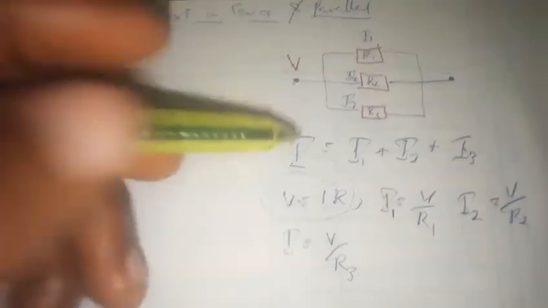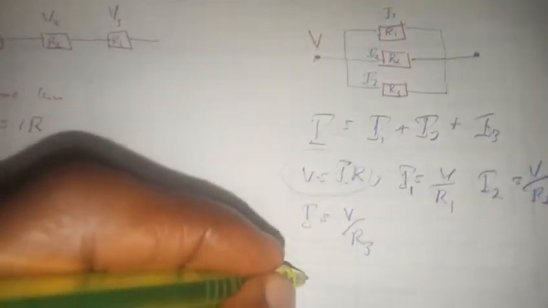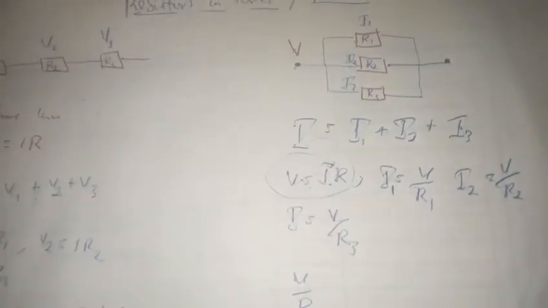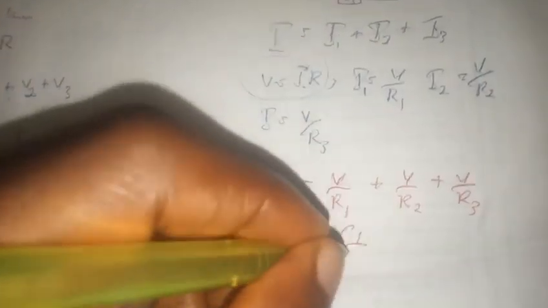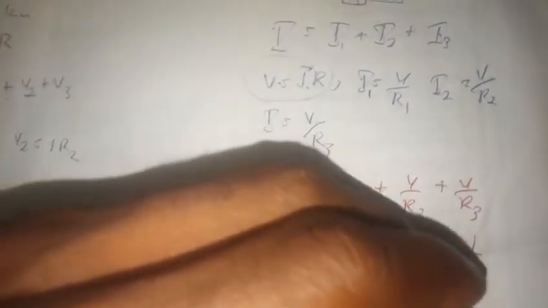We can substitute the formula from here, putting this value here. So I is V over R. We have V over R is equal to I1, which is V over R1, plus I2, which is V over R2, plus V over R3, right? So we can bring out the common factor here. We have V over R is equal to V times (1 over R1 plus 1 over R2 plus 1 over R3).